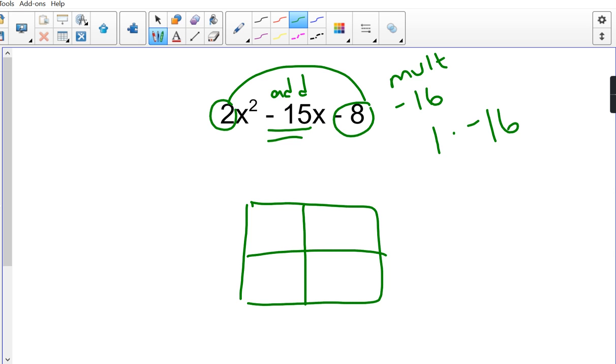So we have our answer of how we should break up that x term when we fill in our box. So our box is going to have 2x squared here, just like we did when we didn't have a number in front of x squared, right? That first term always goes in that first box. Negative 8, that last term always goes in that last box. The big question was what we should do with these two x terms, and what we got was positive 1 and negative 16. So now we have our box all filled in.